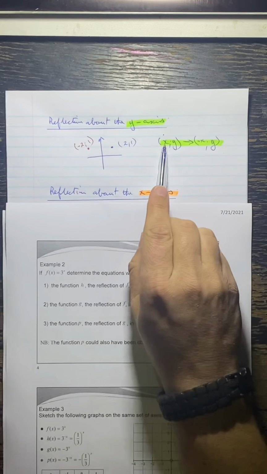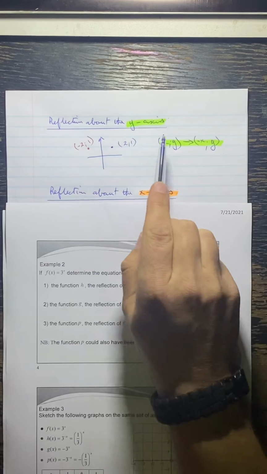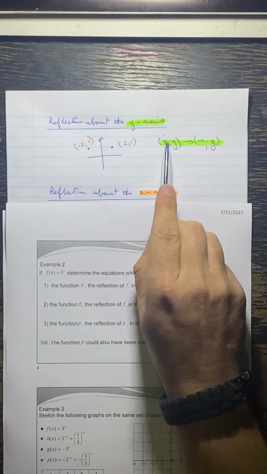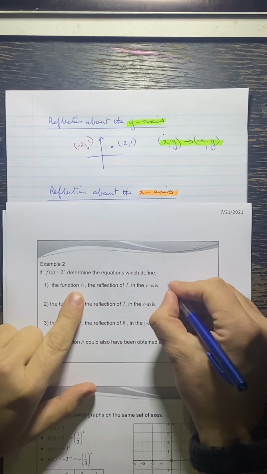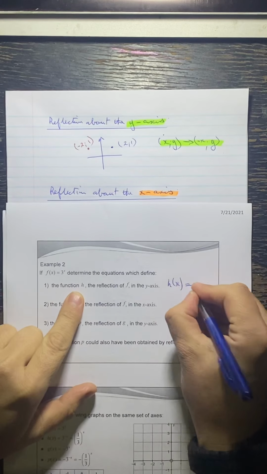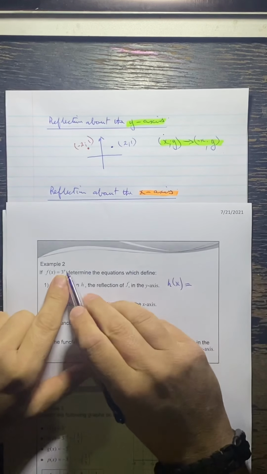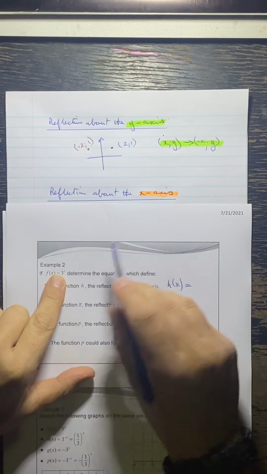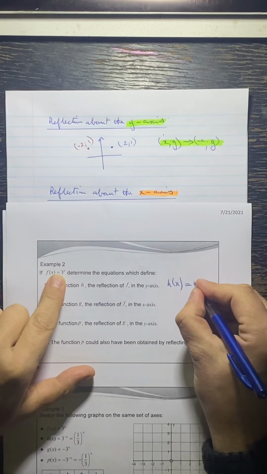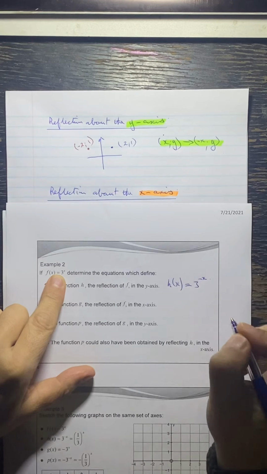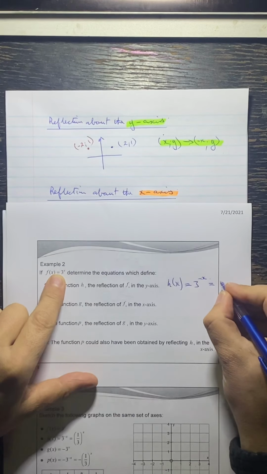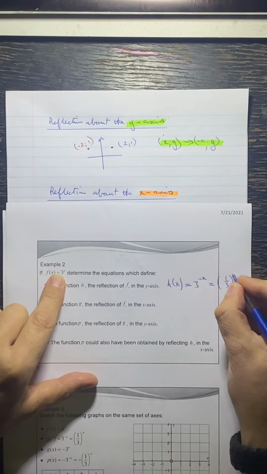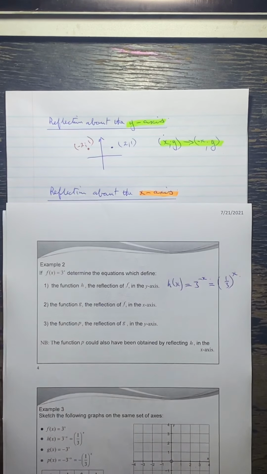So if we have a look here for this rule for the reflection in the y-axis, what is changing? Our x is going to minus x. So this function here, h of x, will now be equal to 3 to the minus x. This x here is now going to change to a minus x. Okay, and we can just take this a little bit further and say that this is 1 over 3 to the power of x, just to make our exponent positive.